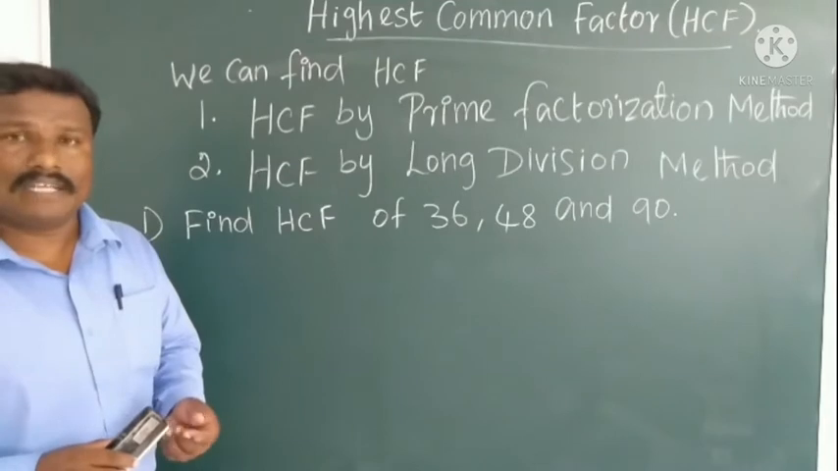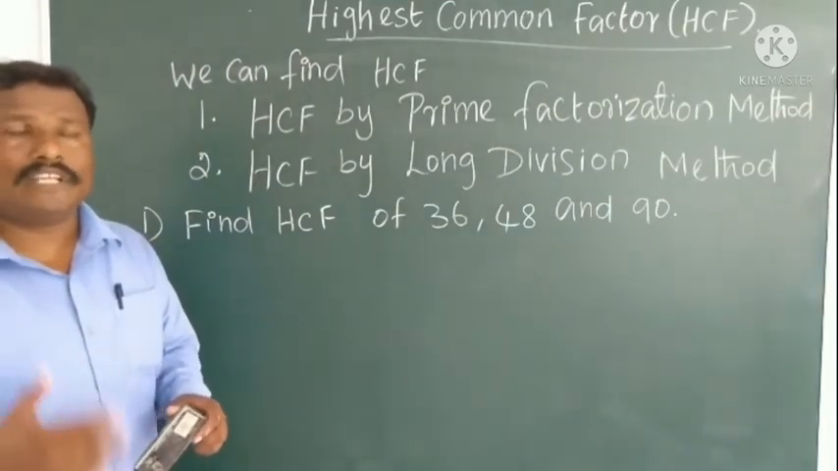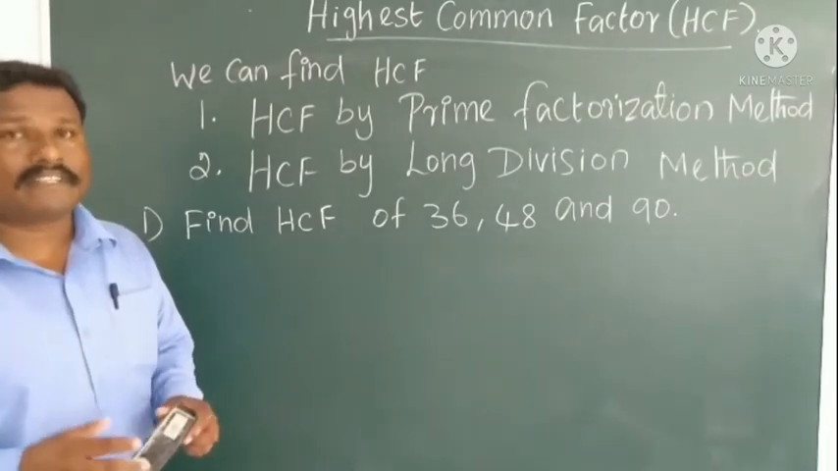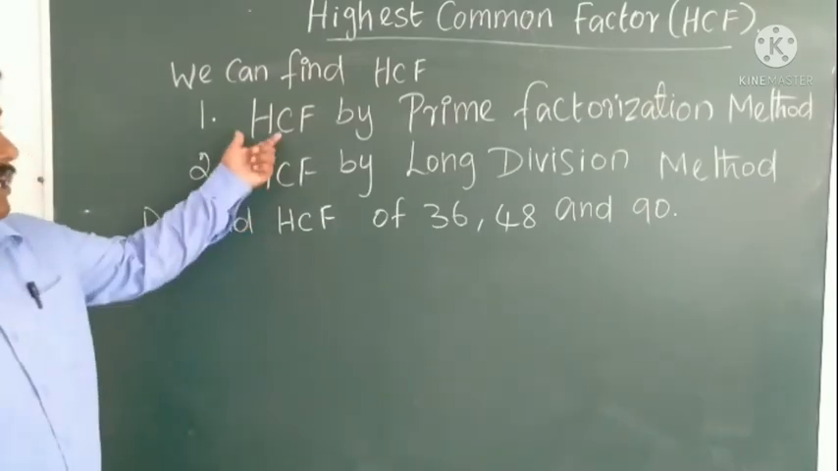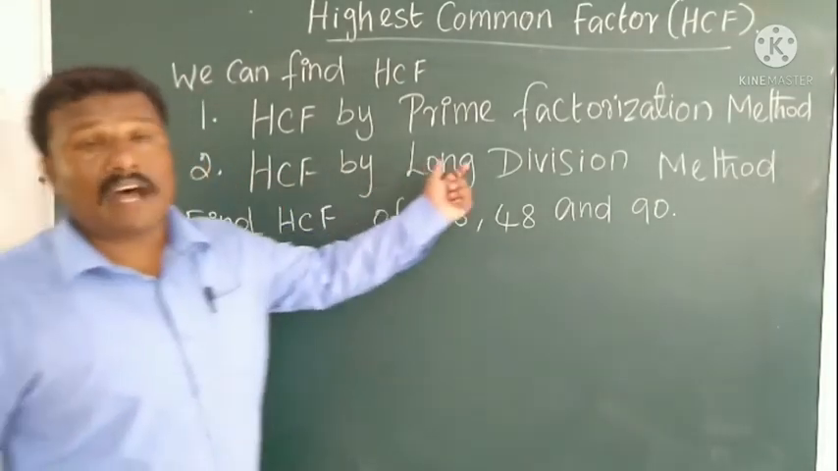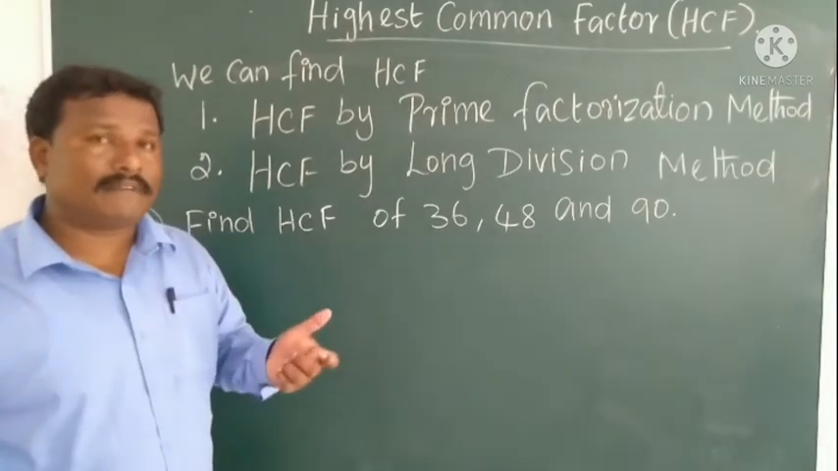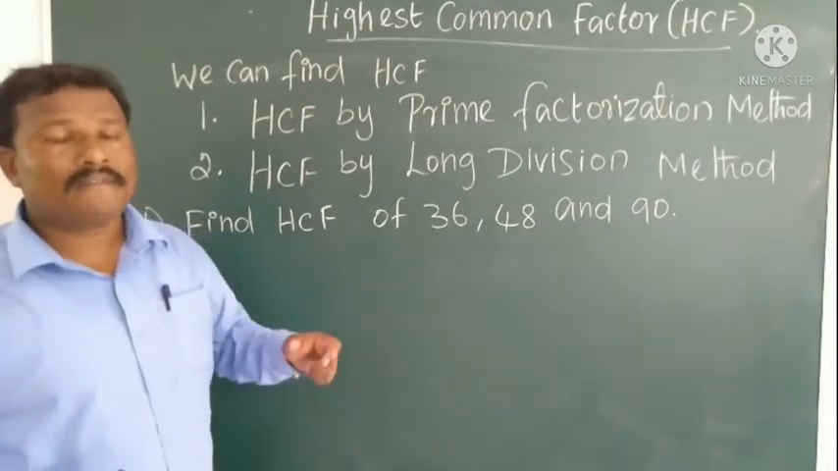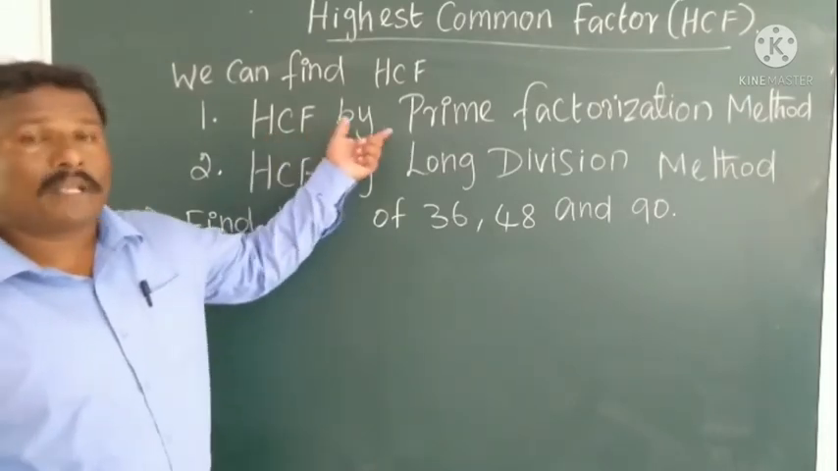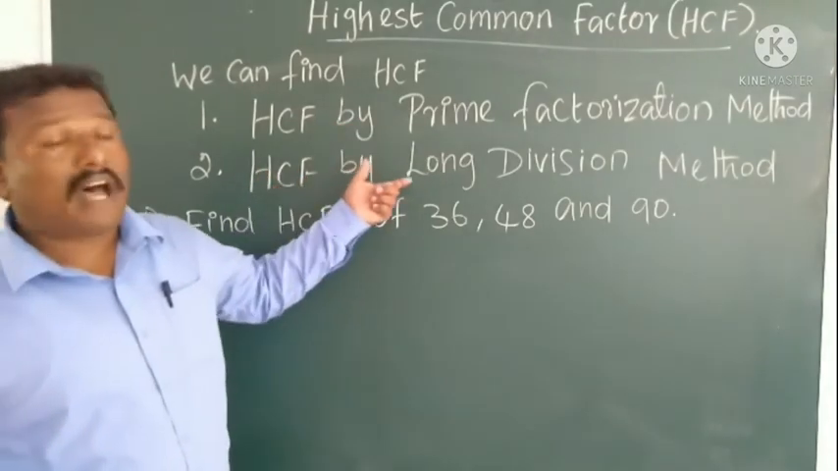Now we will discuss the highest common factor for more than two numbers. If we are using more than two numbers, we have some other methods: HCF by prime factorization method and HCF by long division method. So when finding the highest common factor of more than two numbers, we use two methods. One is highest common factor by prime factorization method. The second is highest common factor by long division method.